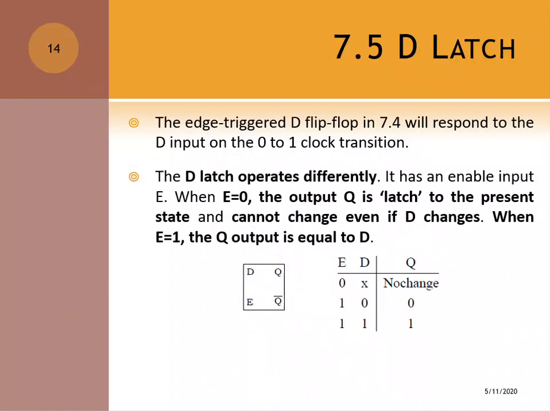Next is the D latch. The edge-triggered D flip-flop in section 7.4 will respond to the D input on the 0 to 1 clock transition. The D latch operates differently. It has an enable input E. When E is 0, the output Q is latched to the present state and cannot change even if D changes. When E equals 1, the Q output is equal to D.